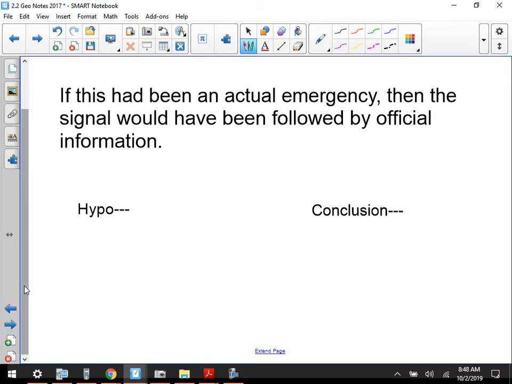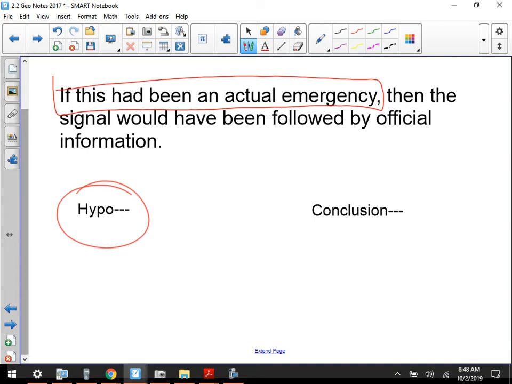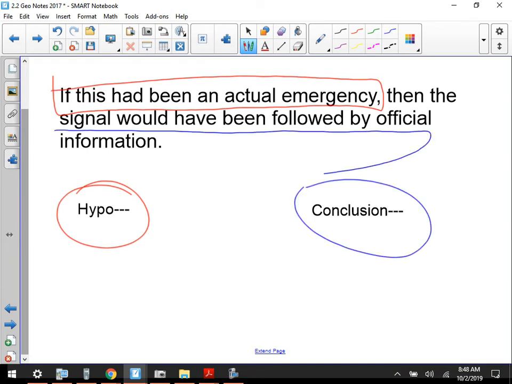So the idea here is, can you figure out what's your hypothesis? The hypothesis, if it was an emergency. The conclusion, it would have been followed by official information, okay? This is stuff that you could figure out. You just didn't know that that's kind of what you've been doing before, okay? I'm under the assumption here that most of you guys have read statements like that. You've read if-then statements. You just didn't realize that there were specific parts to them. Did you? No. And that's pretty common, okay?